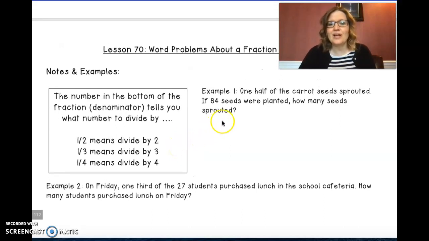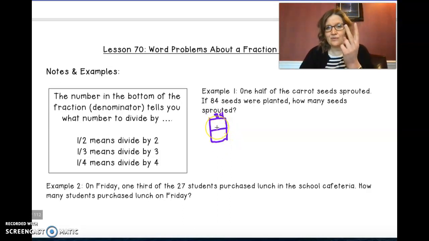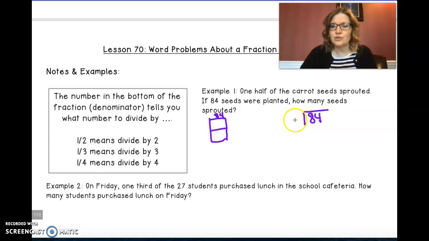Our first example is 1/2 of the carrot seeds sprouted. So if 84 seeds were planted, how many seeds sprouted? So I like to look at it. I planted 84 seeds and only half of them sprouted. Right off the bat, if these were all my 84 seeds and only half, I can see that we're going to break this into 2 pieces. So I can do this by going 84 divided by 2.